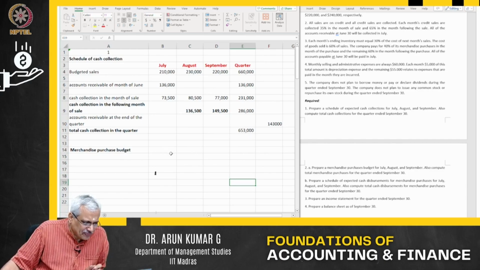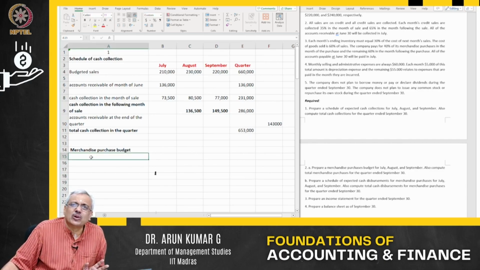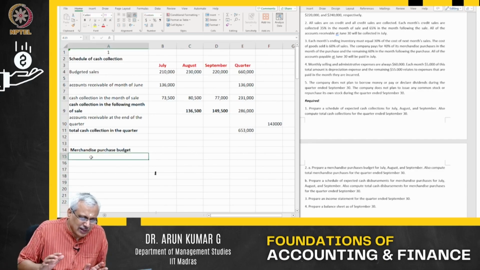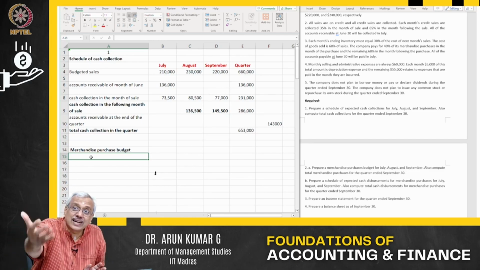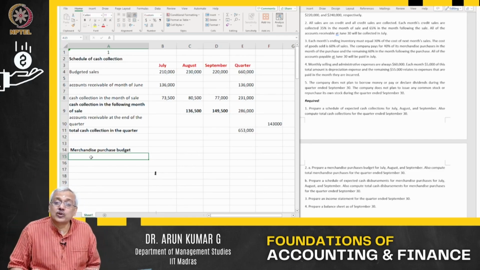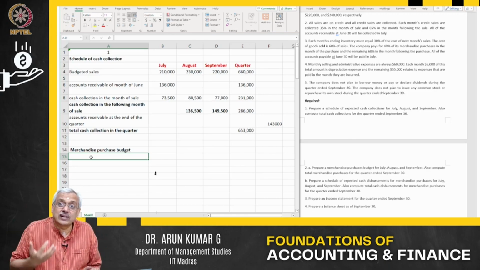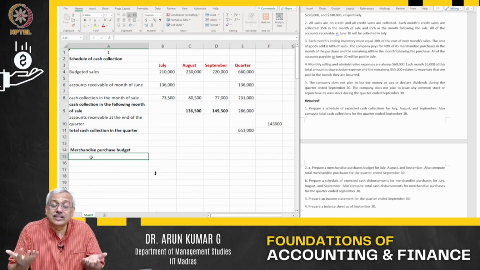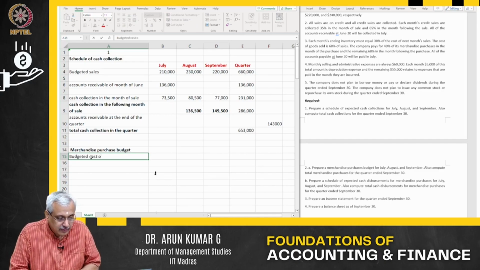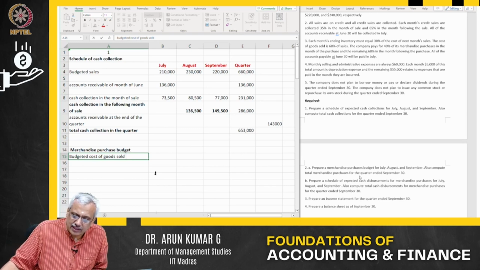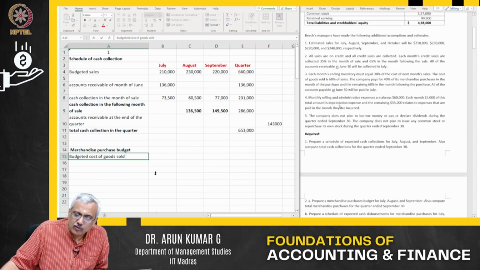What is the cost of goods sold? That is, I need to look at purchase. To know the purchase, I need to know what is it that I am going to utilize. To know what is it I am going to utilize, I need to know what is going to be the cost of goods sold. That is budgeted cost of goods sold. Go back here.